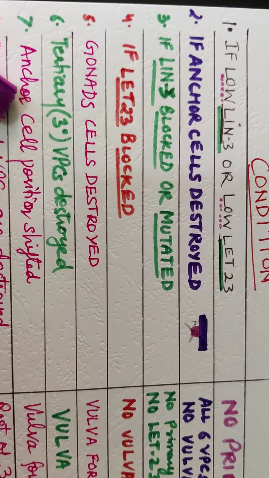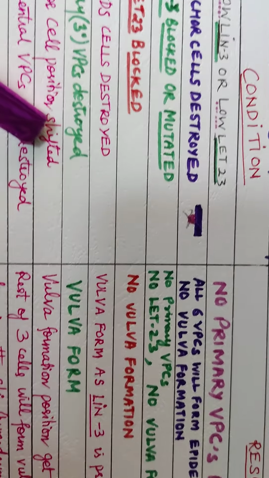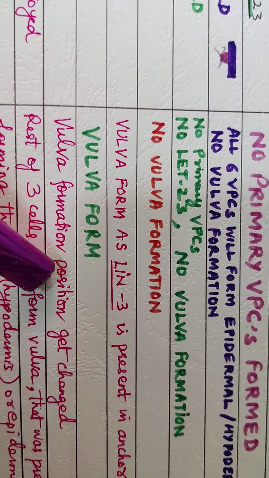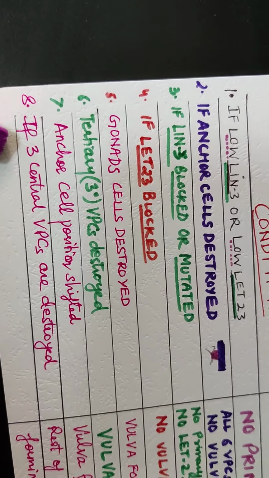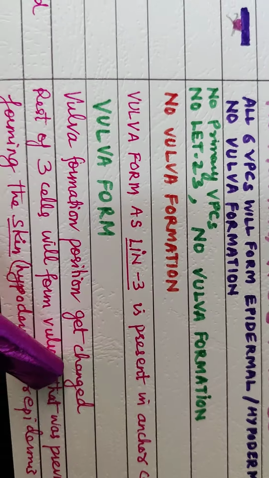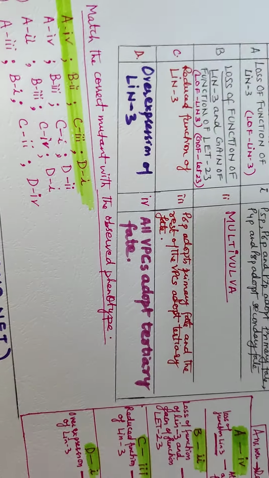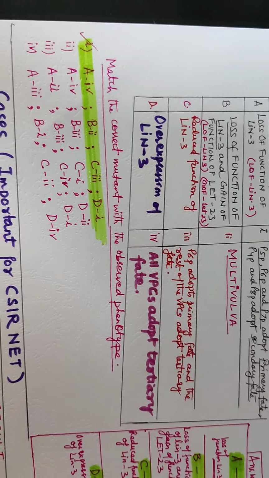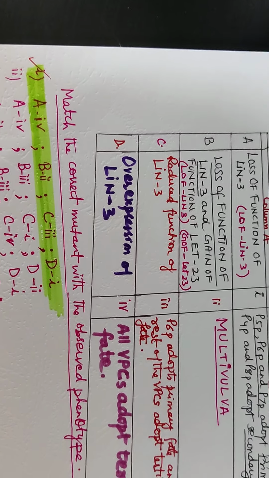Seventh case, the anchor cell's position is shifted. If the anchor cell position is shifted, which is just under the gonads of C. elegans, the vulva formation position gets changed. If the 3 central VPCs are destroyed, the rest of the 3 cells will form vulva, which were previously forming the skin, hypodermis or epidermis. Like this, we have discussed 2 questions fully, and the conditions and results in C. elegans when something is ablated, destroyed, mutated or blocked.